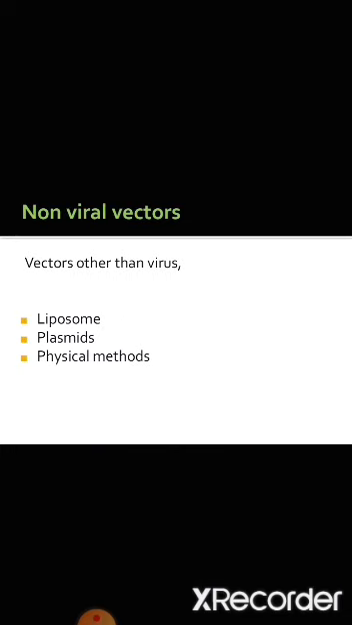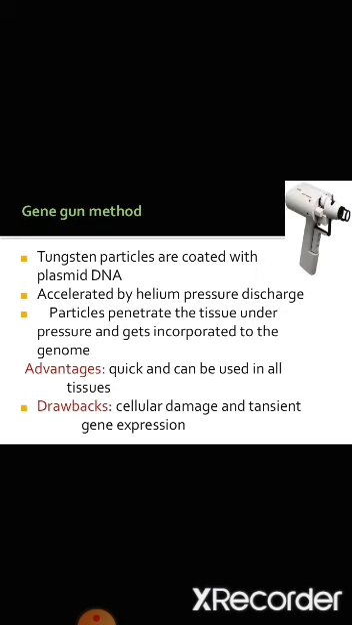So the non-viral vectors, that is the vectors other than the virus, include liposome, plasmid and the physical methods. Gene gun method is a physical method. Here the tungsten particles are coated with the plasmid DNA and accelerated by helium pressure discharge. So this enables the particles to penetrate the target tissue and get incorporated into the genome. Advantages: it is quick and can be used in all tissues. Disadvantages: it causes cellular damage and transient gene expression.